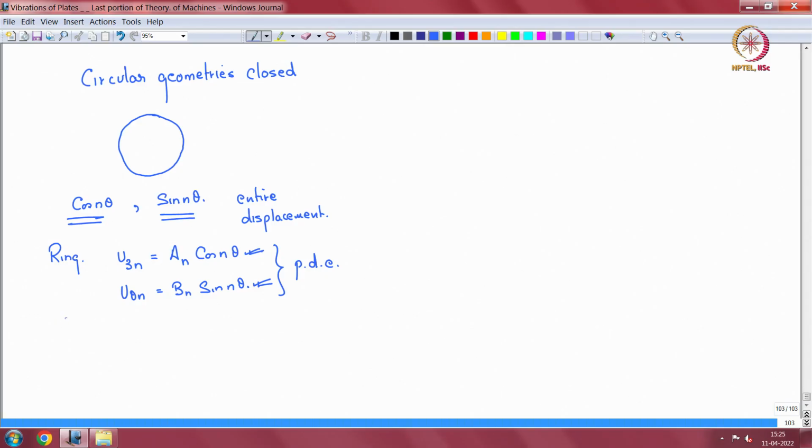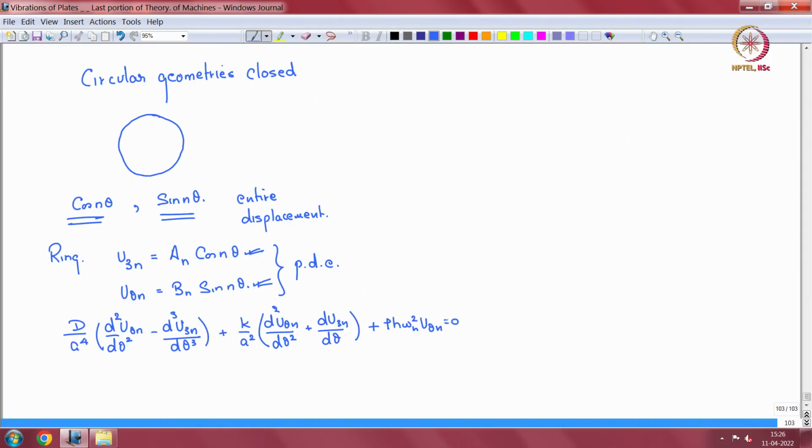For example, if I just take the first equation, we have d by a fourth d2 by d theta square of u theta n minus d3 u3n by d theta cube plus k over a square times d2 u theta n by d theta square plus d u3n by d theta plus rho h omega n square u theta n equal to 0. It is one of the equations, okay.